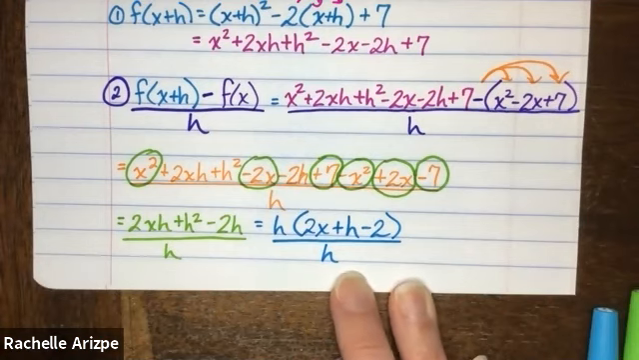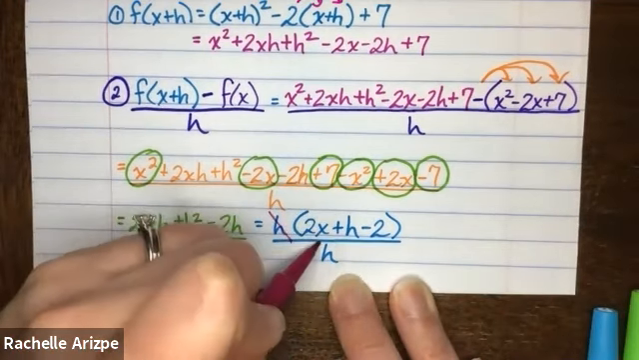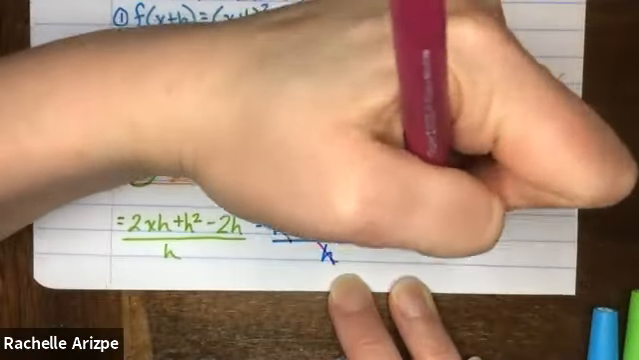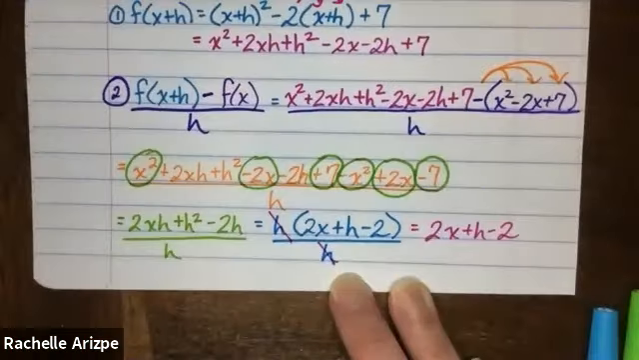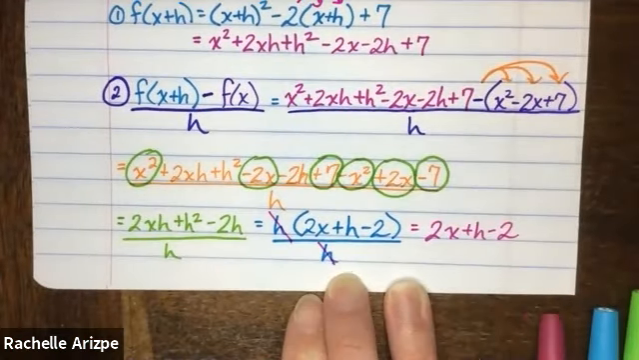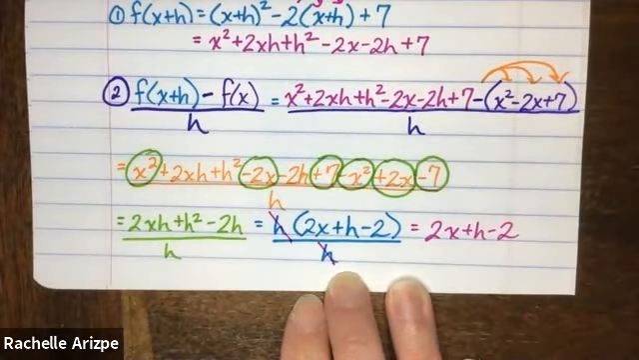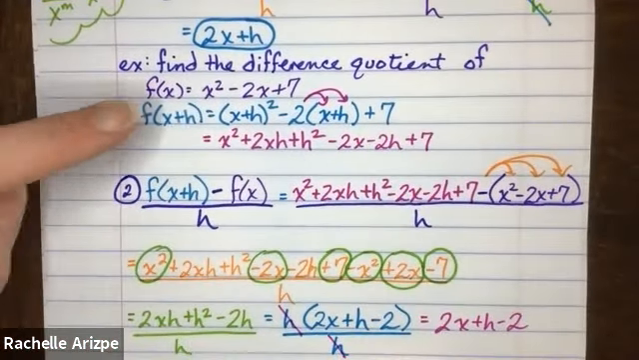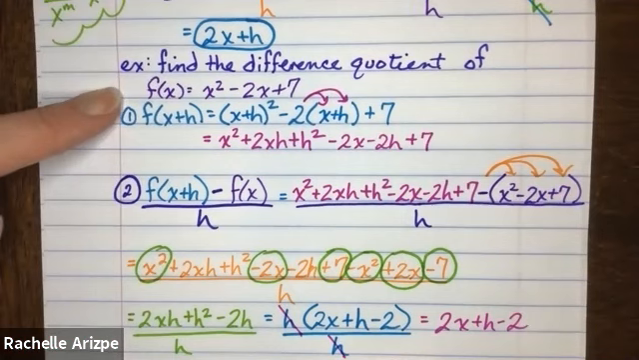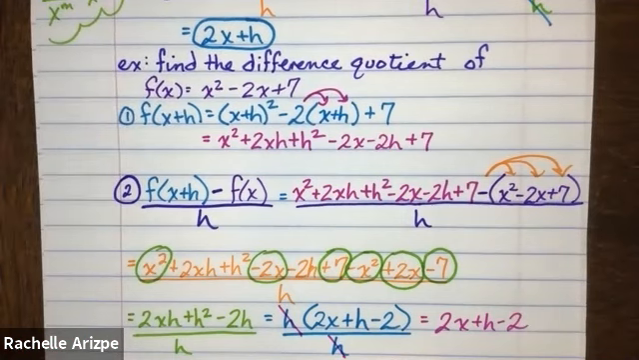And the hope is if you do this correctly, these h's will cancel, and what is left over will be your solution. And that is the answer to finding the difference quotient for this function. So hopefully, if you work through this methodically, kind of slowly, you too will be able to find the difference quotient for any function.